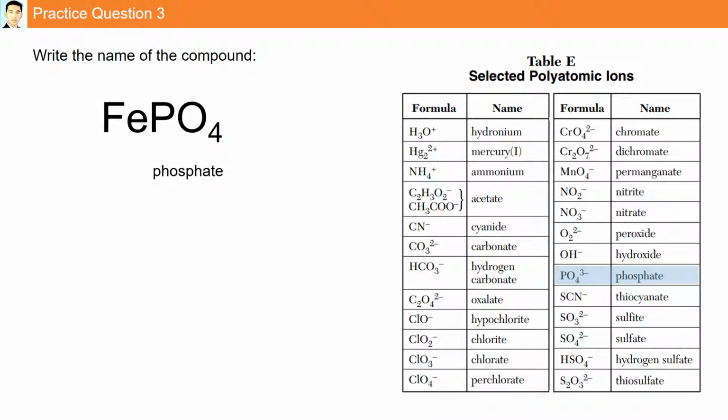There is one atom of iron present, therefore, iron must have donated 3 electrons to the phosphate, which causes iron to have a 3+ charge. So our name of the compound is iron 3-phosphate.